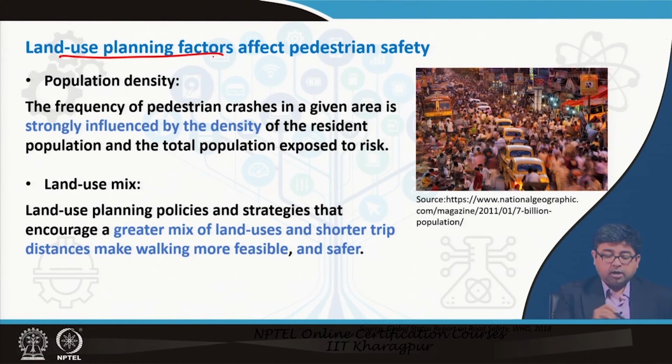In land use planning, population density matters: the frequency of pedestrian crashes is strongly influenced by the density of the resident population. If there is a lot of pedestrian activity going on, usually you will see that the streets have lower traffic speed and the pedestrian-related traffic crashes are lower.